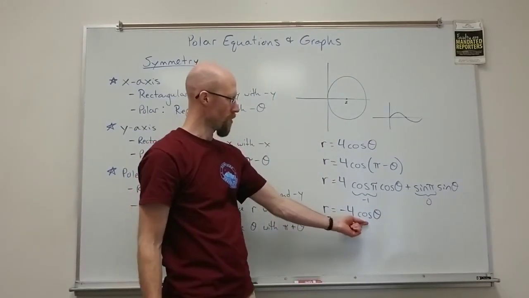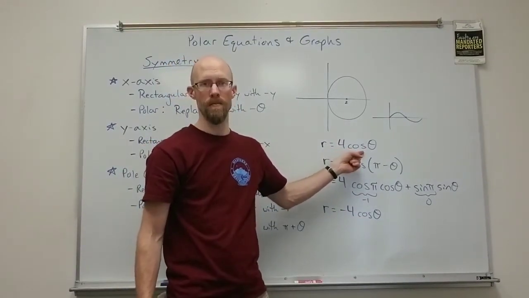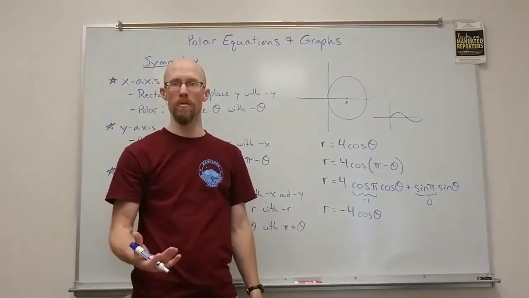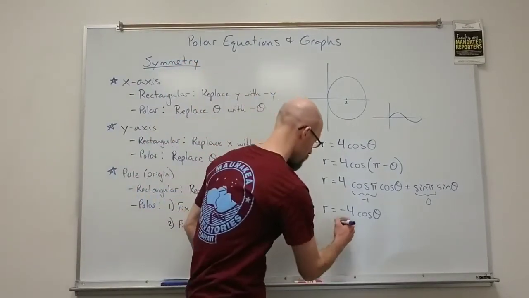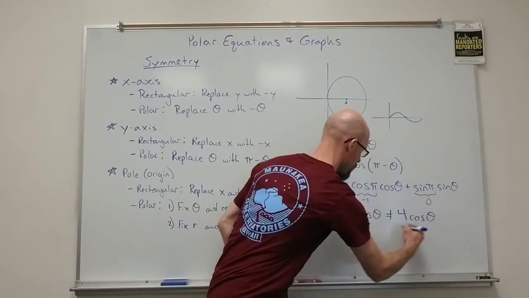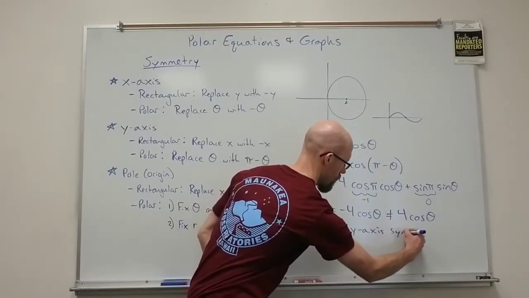Well, -4 cosine theta and 4 cosine theta are not the same function, not the same equation. And because they're not the same equation, I don't have y-axis symmetry. So that is not equal to 4 cosine theta, so no y-axis symmetry.